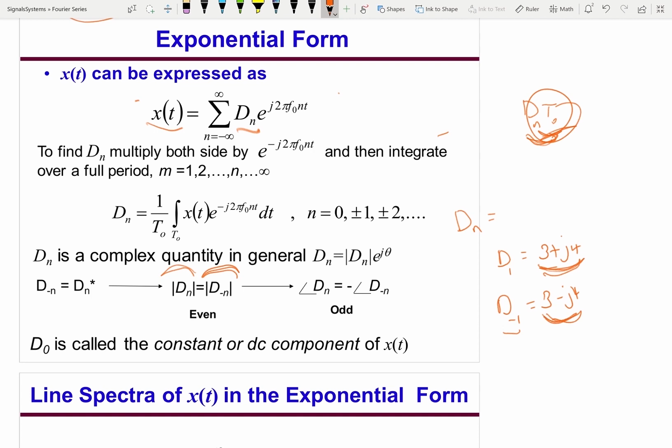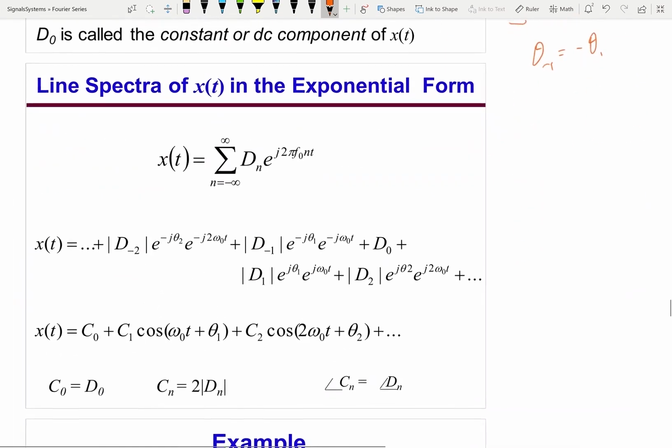If I find the phase of this one, it's tan inverse of the imaginary 4 divided by the real, and this will be tan inverse of the imaginary minus 4 divided by the real. So theta minus 1 equals minus theta 1. This is always true. We say the phase is odd, the magnitude is even, and they are always conjugate of each other. If that's not the case, then you made a mistake somewhere.